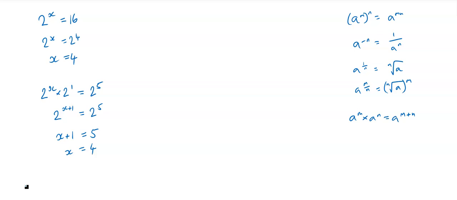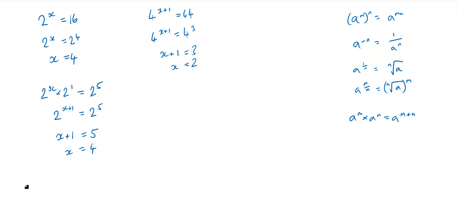Okay, let's just race through a few more of these, hopefully with some harder rules to deal with. Suppose we have 4 to the x plus 1 equals 64. We can actually write both of these as powers of 4, because we know that 64 is 4 to the power of 3, so we can say that is 4 to the x plus 1 equals 4 to the 3, hence x plus 1 equals 3, x equals 2.